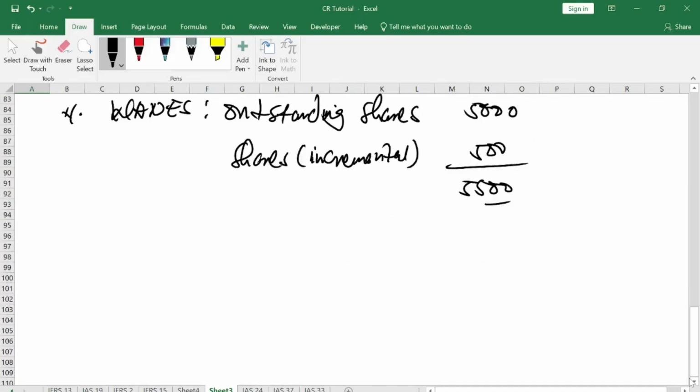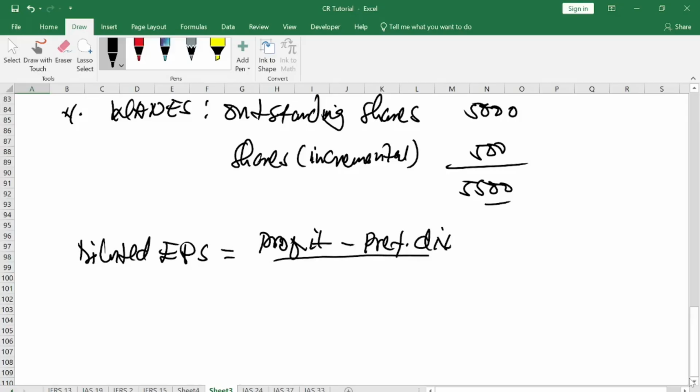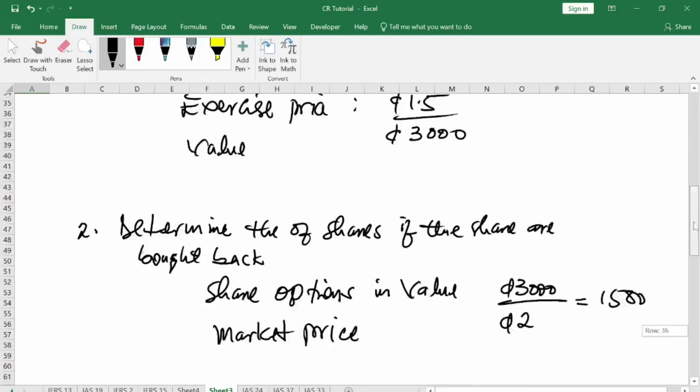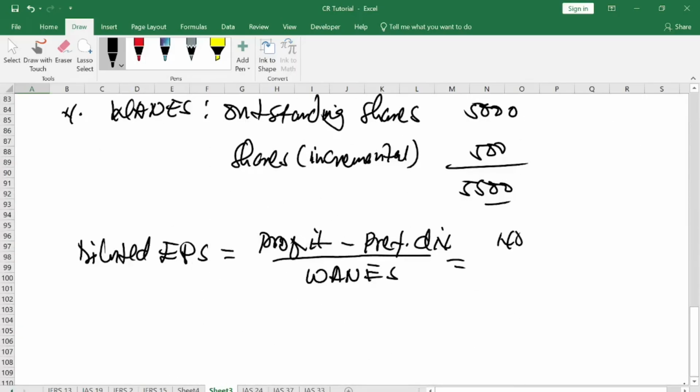So you can now find the diluted earnings per share. Our profit, less preference dividend, all divided by your weighted average number of shares. The profit is given in the question as 4 million. So you have 4,000 all divided by 5,500. That gives you 0.73.